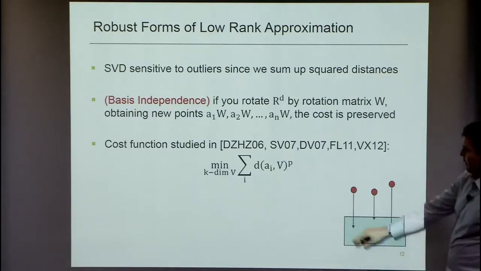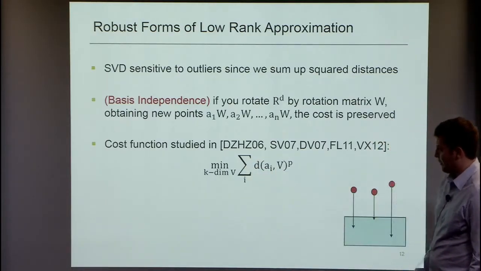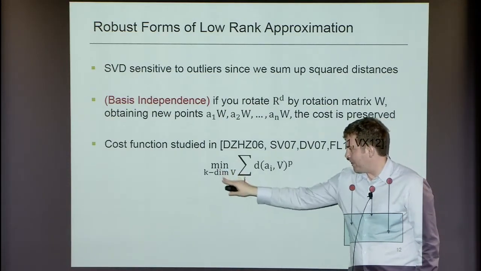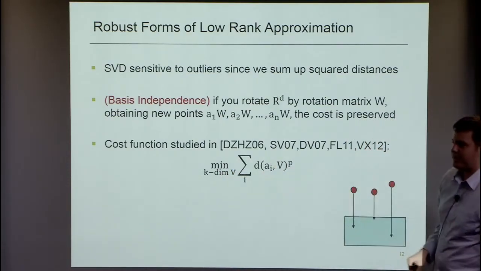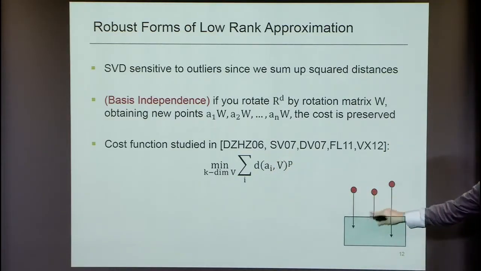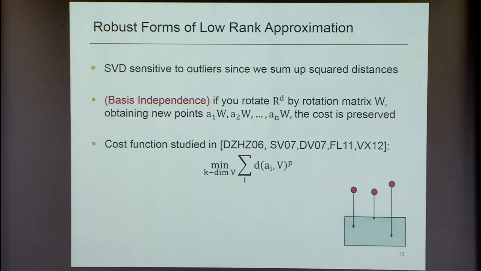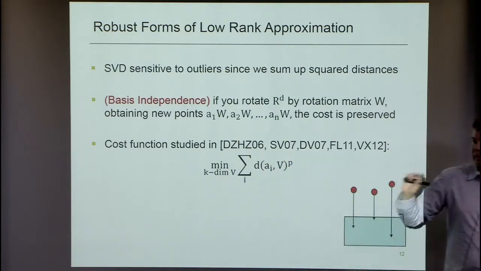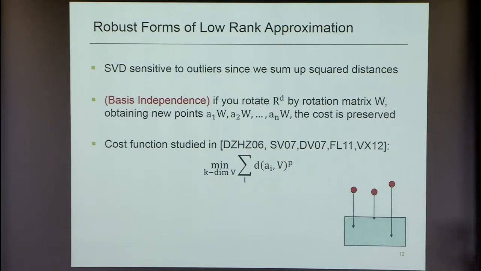Well, it's the following. So, one of them is the following. Instead of finding the best k-dimensional space which minimizes the sum of square distances, I minimize the sum of pth powers of distances of my points to a subspace, where p is a parameter. And note that this is rotationally invariant. I mean, these are Euclidean distances. If I rotate the space, this cost function is preserved.